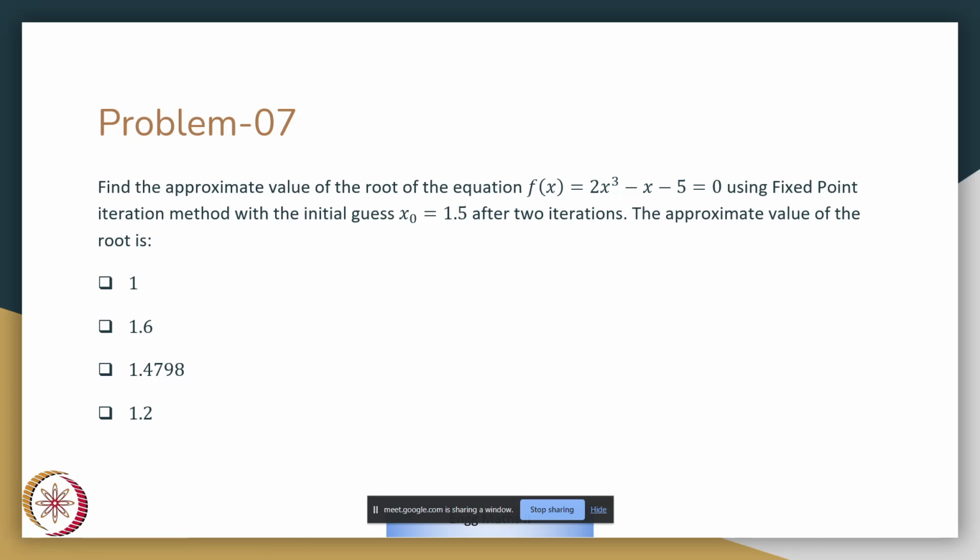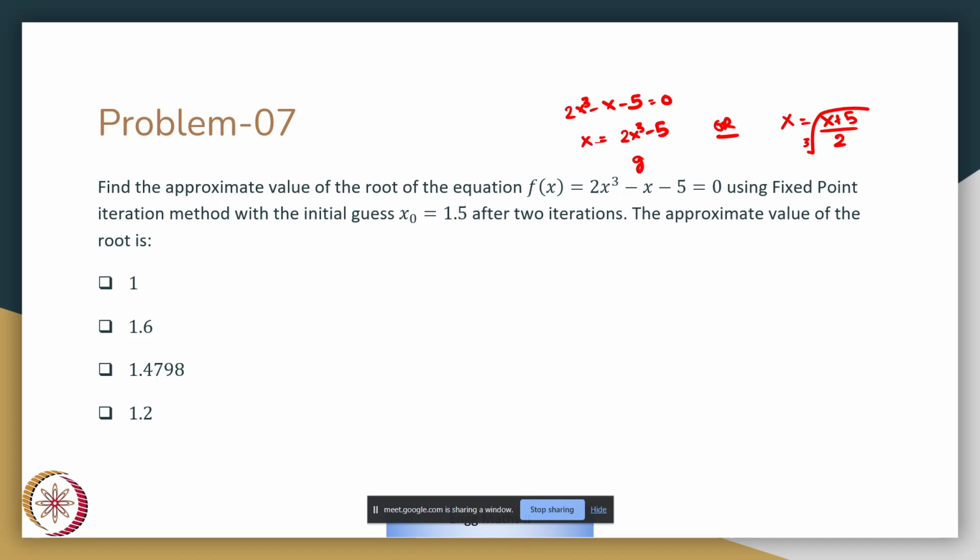Now we move to problem number 7, where we are asked to find the approximate value of the root of this equation using fixed point iteration, and we are given the initial guess to be 1.5, again after two iterations. So in this case, we want f of x equal to 0, so 2x cube minus 5, which gives us x is equal to 2x cube minus 5, or x is equal to the cube root of (x plus 5) by 2.